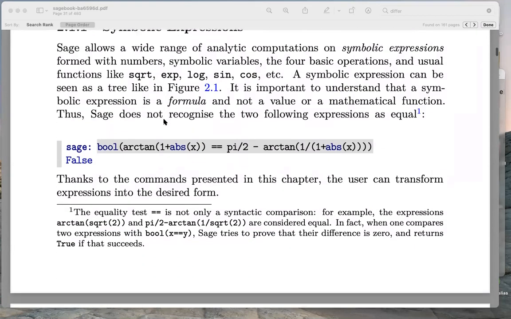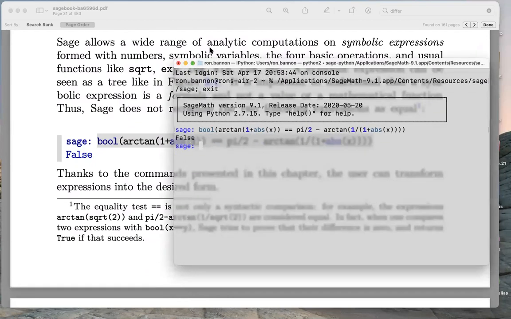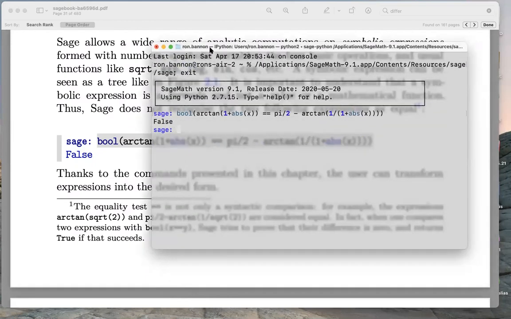Now, I want to point out when you're reading this, you might have to go back to more basic knowledge, right? So let's talk about more basic knowledge using Sage. So I'm going to use something a little more simple. All right. So I'm going to say bool 1, 2 minus 1. What should be returned there? A true statement.